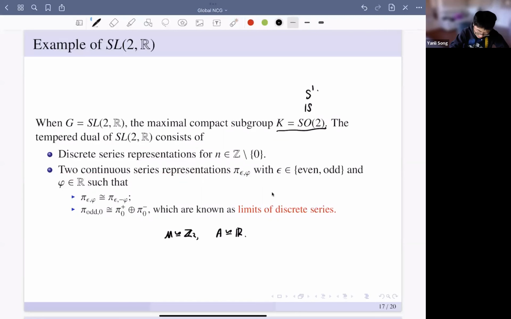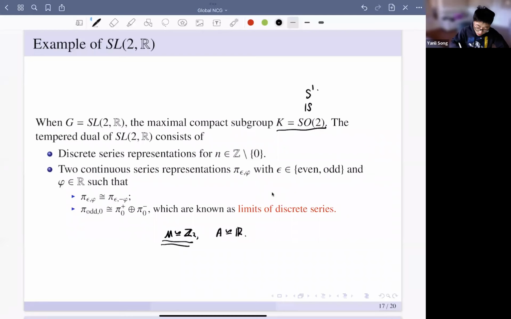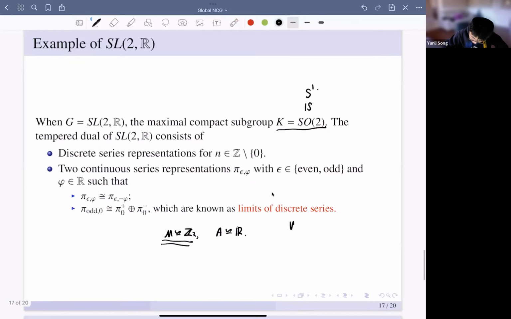Okay, so in this case, Z2 has only two representations, the trivial one and the non-trivial one, which will be denoted by even and odd. So different choices of the representation of M will give you two different families. And the Weyl group in this case is W sigma. It's always Z2. So this intertwining operator will identify pi sigma phi and pi sigma minus phi. Here phi is the representation of A hat, which is isomorphic to R.